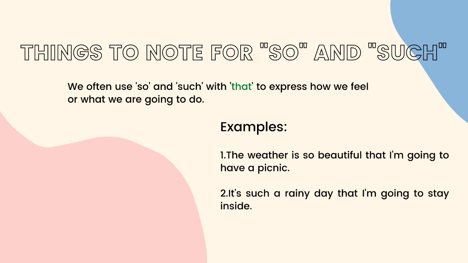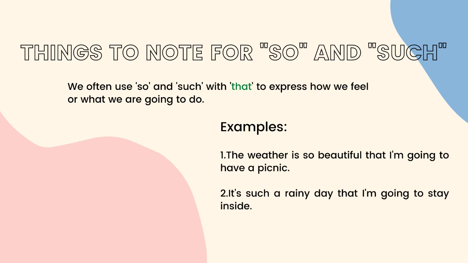So let's look at the thing we need to note. We often use so and such with that to express how we feel or what we are going to do. So look at the examples. Number 1, the weather is so beautiful, that I'm going to have a picnic. In this example, I used that to say what I'm going to do. Because the weather is so beautiful, I'm going to have a picnic. So that extends the sentence.